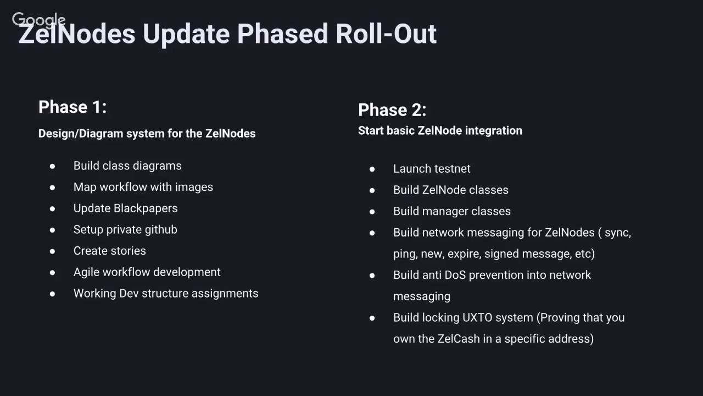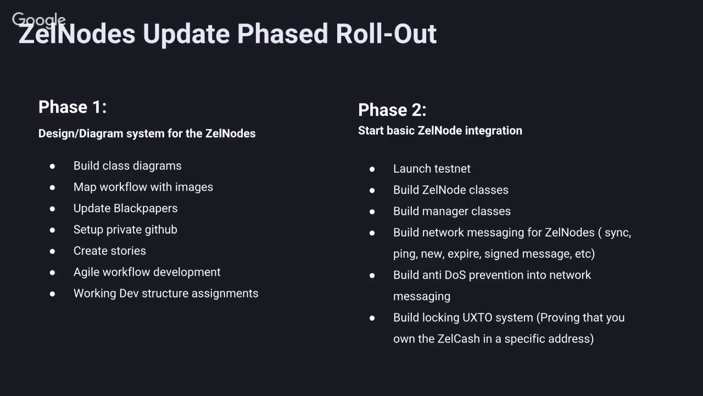So we'll launch our testnet. We'll build our ZelNode classes. We'll create our building manager classes. We'll build network messaging for ZelNode, so sync, ping, new, expire, sign messages, etc. And we will build the anti-DOS prevention into the network messaging. We'll also build the locked UTXO system, providing that you own ZelCash in a specific address.